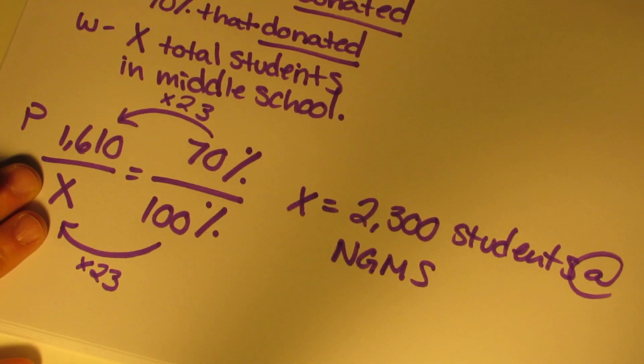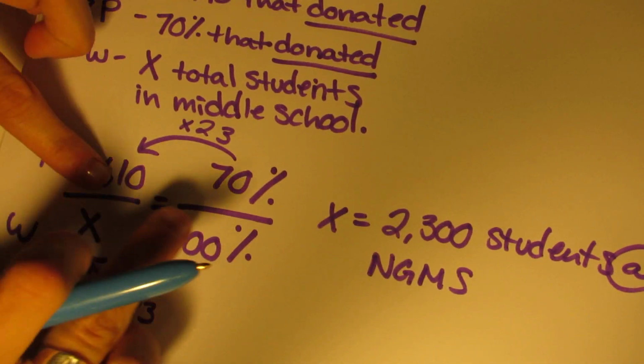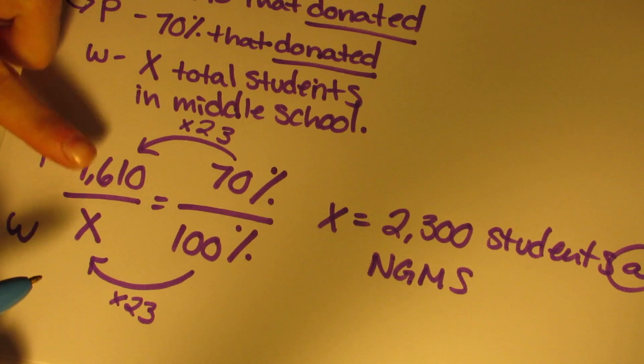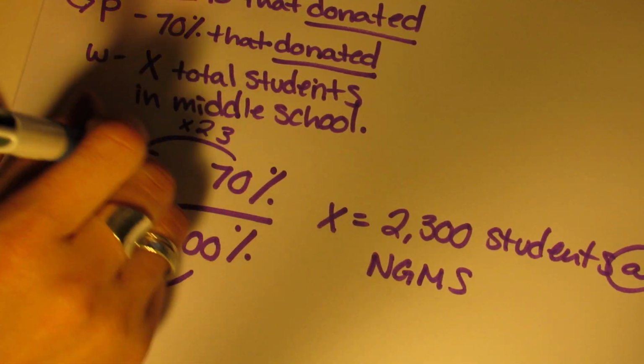Here's how you do it with cross multiplication, okay? You're gonna take your two numbers that you've got that are across from each other. That's 1,610 and 100.